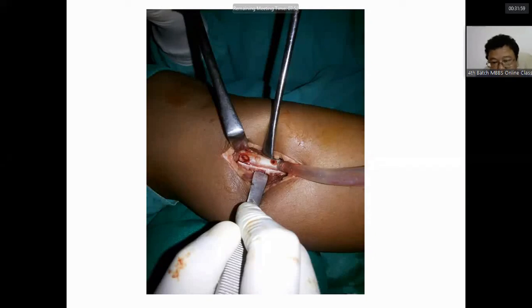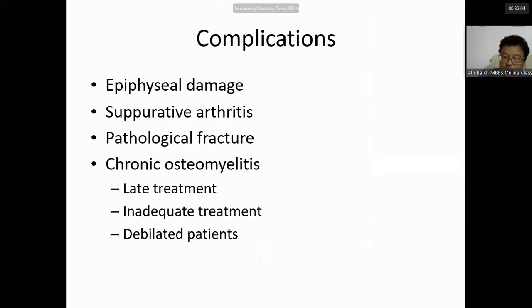Had this not been done, or if there was a delay, it could go into chronicity, and chronicity is very difficult to treat. The complications are epiphyseal damage, that is growth plate damage. If the infection from the metaphysis goes to the physis and damages it, there can be growth disturbance and maybe a short limb. If the infection goes to the joint, then you can have suppurative arthritis, septic arthritis. The diseased bone is weak, so there could be a pathological fracture. And with inadequate or late treatment, the disease process can go into chronic osteomyelitis, which we'll talk about tomorrow.